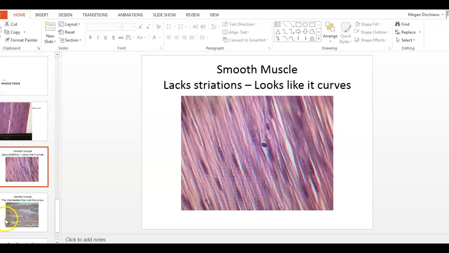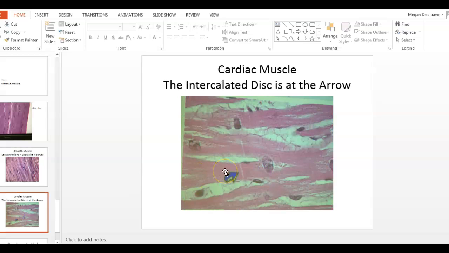The last one is cardiac. Now, some additional things that we need to review on cardiac. They are Y-shaped cells, and you can see one here. And they have what are called intercalated discs. This is new. Review this. Well, it's not new, but I point this out.